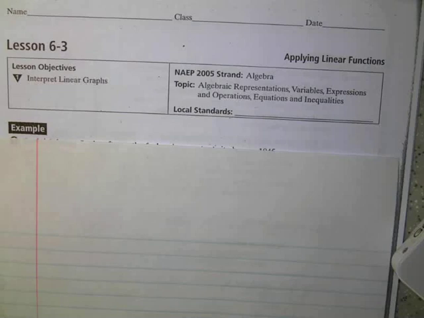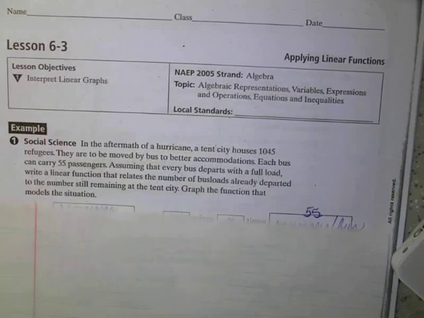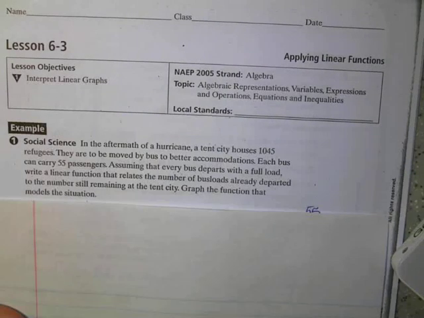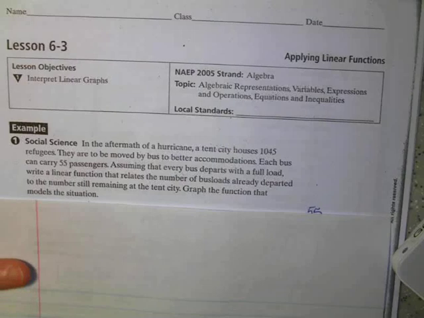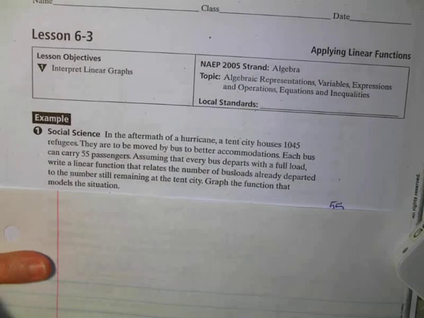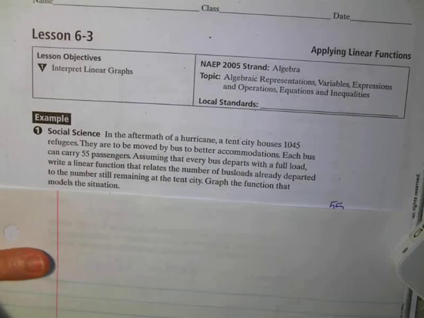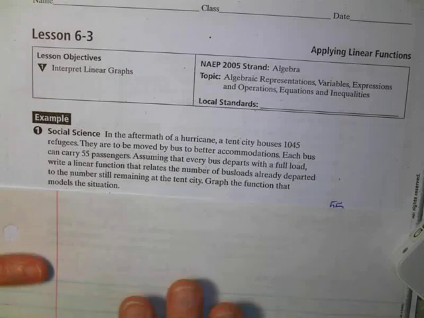So what we'll be doing in this section is interpreting linear graphs. Alright, so we'll start off with this problem. In the aftermath of a hurricane, a tent city houses 1,045 refugees. They are to be moved by bus to better accommodations. Each bus can carry 55 passengers. Assuming that every bus departs with a full load, write a linear function that relates the number of bus loads already departed to the number still remaining at the tent city. Graph the function that models the situation.